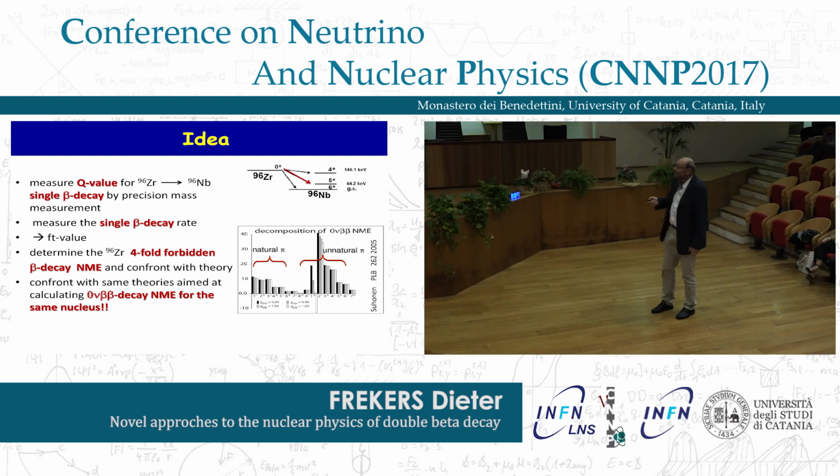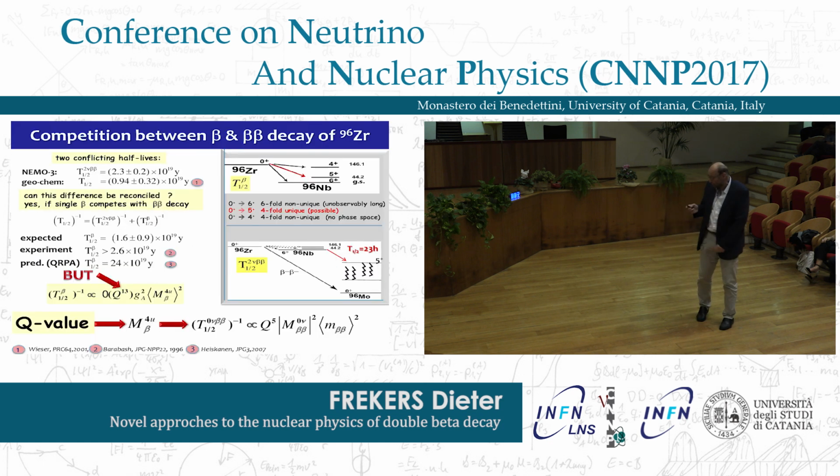So then you confront this with theory, the theory that is aimed at describing the neutrinoless double beta decay, with the same theory and in the same nucleus. That's the idea. Okay, so here again, what is known in the past is that there is a competition between single beta decay and double beta decay. NEMO 3 has measured this double beta decay to neutrino 1.